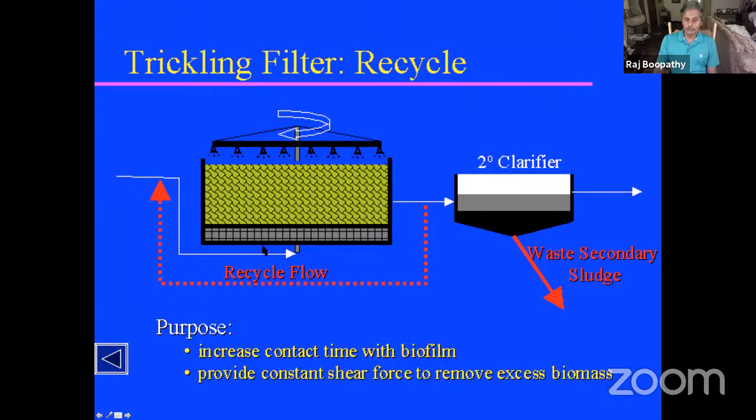Just to show you, sometimes you lose biomass. You can put a clarifier and allow the waste to settle. And sometimes you can recycle it. And then you can collect the sludge, and the sludge goes separately. And just to show you this arm that rotates and trickles the wastewater down this filter in the trickling filter.